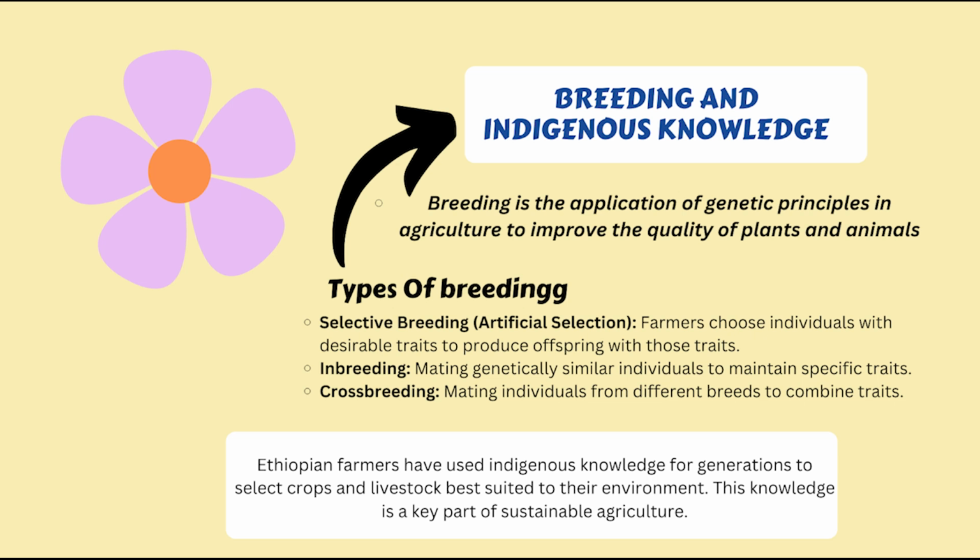When we talk about indigenous knowledge, Ethiopian farmers have used indigenous knowledge for generations to select crops and livestock best suited to the environment. This knowledge is a key part of sustainable agriculture.